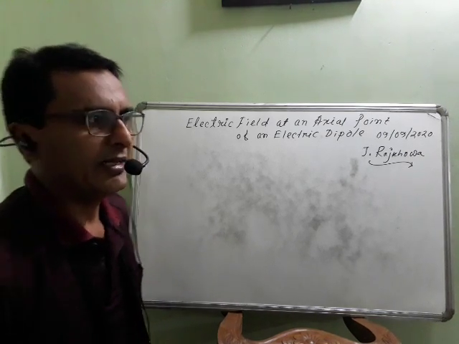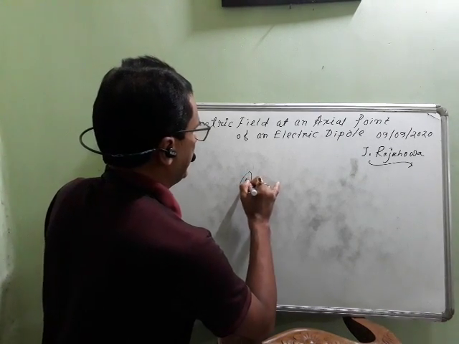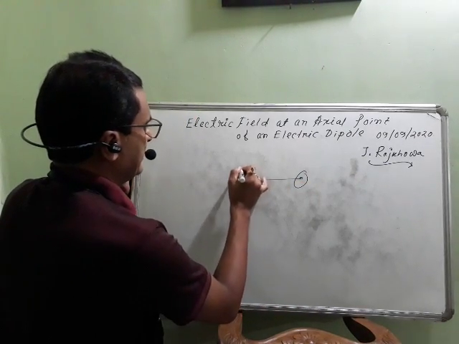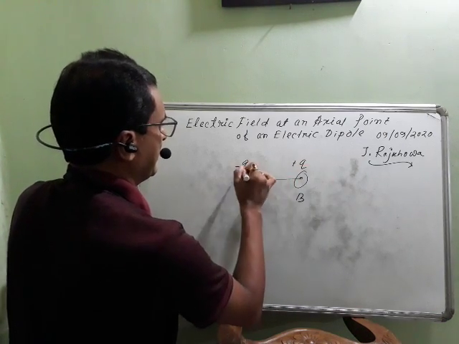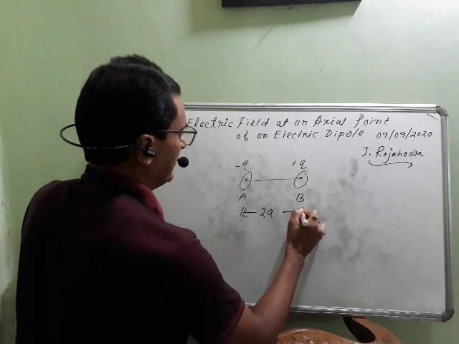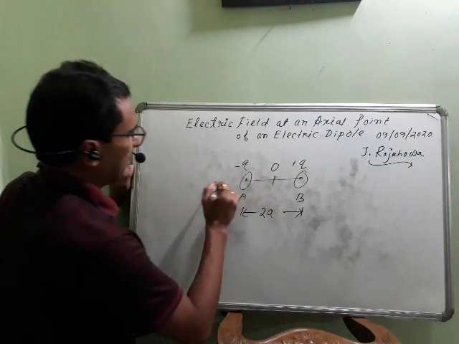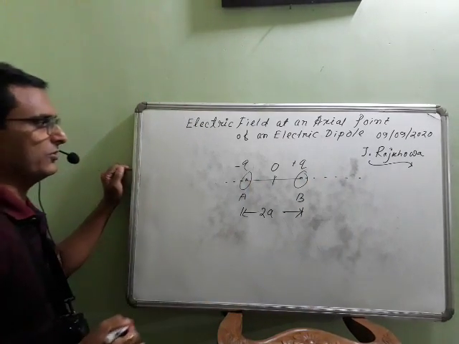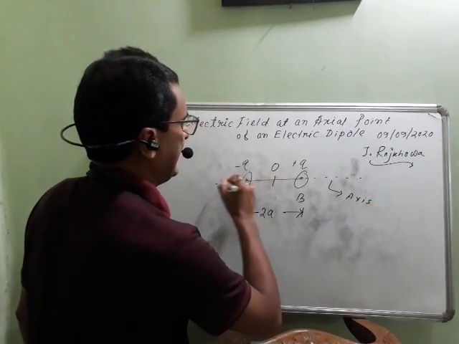Now what is the axis of an electric dipole? Let us first understand that. The axis of the electric dipole is a line passing through the center of the electric dipole. Suppose AB is an electric dipole consisting of two charges, minus Q and plus Q, and 2a is the dipole length, and O is the midpoint of the electric dipole. Now this line passing through the center of the two charges constituting the electric dipole is the axis of the electric dipole. So this is the axis.